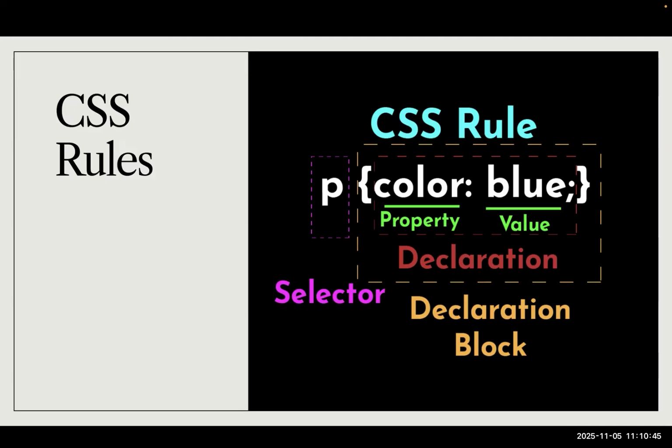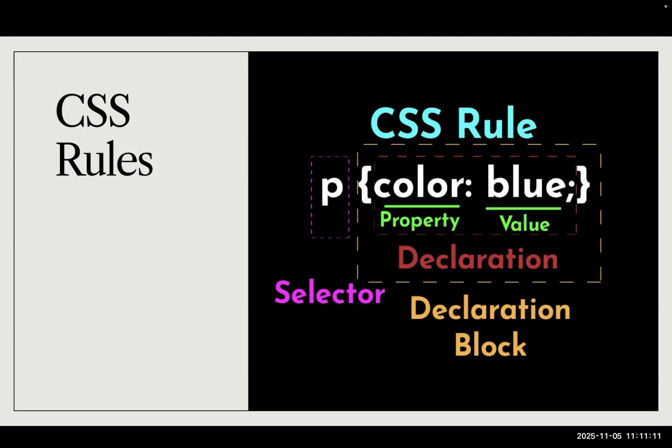Each declaration is made up of a property and then one or more values. So the property is the type of style that you want to change. In this case, color is going to be your foreground color. When you're applying that to text, it's basically your text color. And then the value is going to be the specific style that you're applying. So in this case, blue.